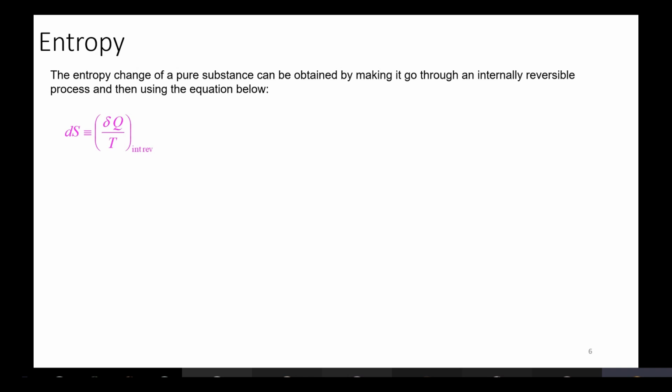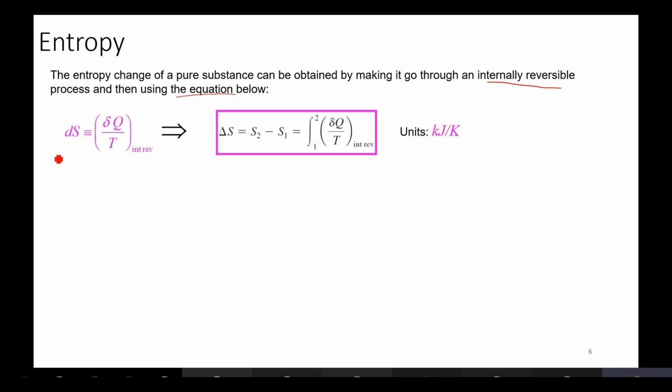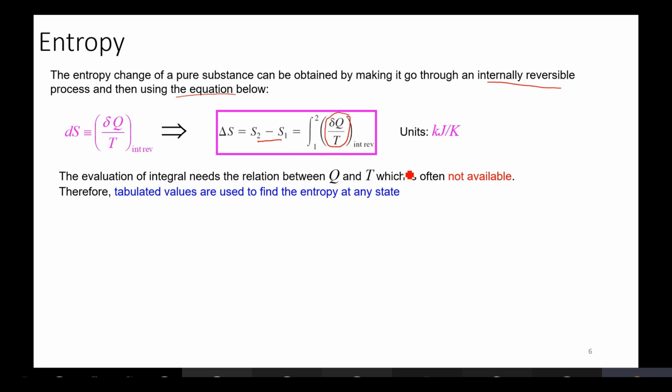The entropy change of a pure substance can be obtained by making it go through an internally reversible process and then using the equation that we have seen in the last slide. But this ds is expressed as S2 minus S1. In order to integrate, you need to have a relationship between heat and temperature, which is often not available. Therefore, the tabulated values are used to find the entropy at any state.